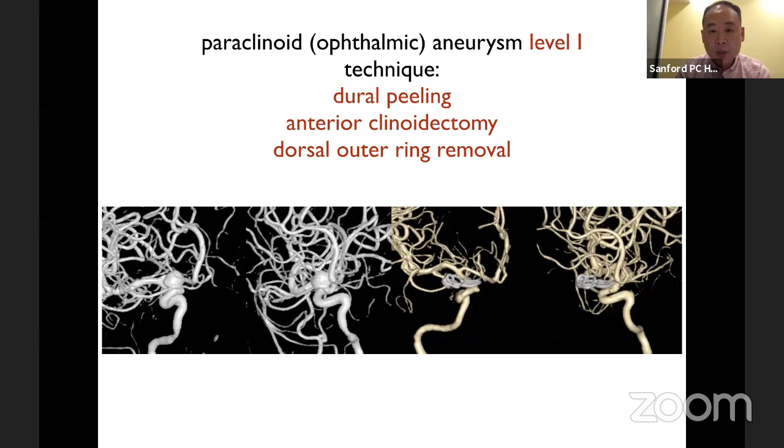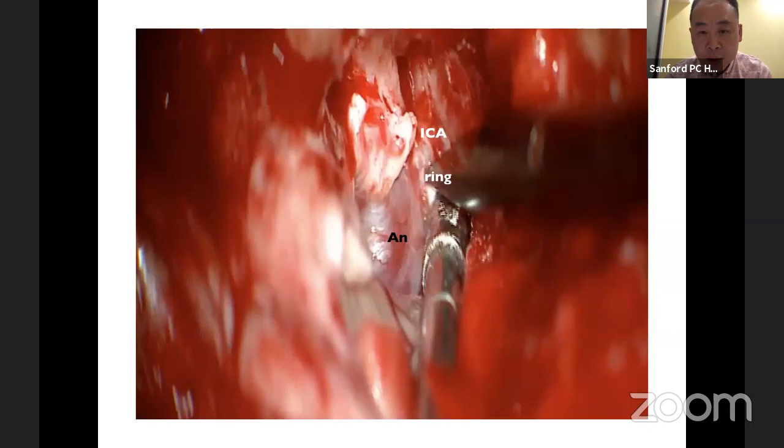Now I move to the ophthalmic artery aneurysm, because it's a little bit similar to the PCOM. Also, you need to know the techniques: dural peeling, anterior clinoidectomy, and dorsal outer ring removal. If you remove the ACP, you expose the paraclinoid space, then you have to remove the ring to release the carotid and the aneurysm. And sometimes you have to release the ophthalmic artery, then you can put your clip.